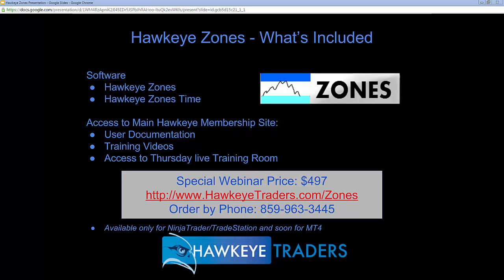Thomas had asked about the zones time. If you already installed your software, then the Hawkeye Zones time is already part of your installation. So if you just look under your indicators, you should be able to see a Hawkeye Zones time indicator just after your Hawkeye Zones. Mac wants to know if you can put it on 2 computers. Yeah. We make it available for both a PC or a laptop, your home computer or your work computer. So we do enable you to install it on more than one computer, yes.